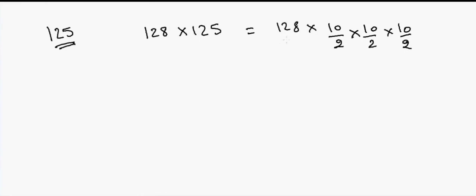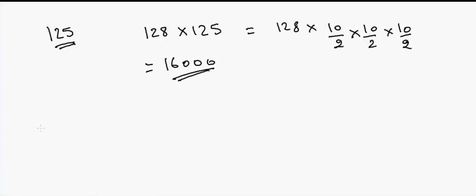So if we divide 128 by 2, that is 64, and half of 64 is 32, and half of 32 is 16. So the answer will be equal to 1600 and one more 0. This trick may not be very convenient a lot of times, because dividing something by 8 is not very easy sometimes, but it could be handy at certain times.